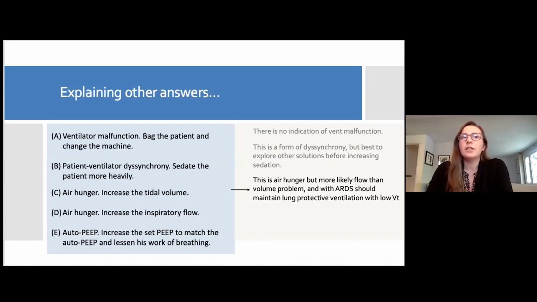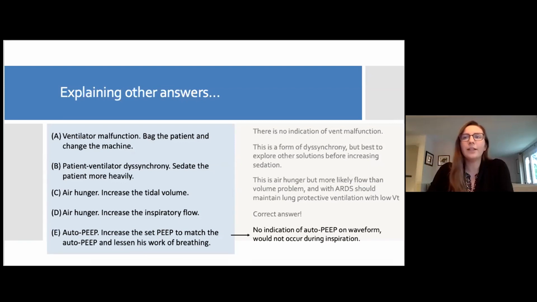For C, this is again partially correct. This is air hunger, but it's more likely a flow problem than a volume problem. And particularly in this patient who has ARDS, we should be maintaining lung protective ventilation with a low tidal volume. And so we should try all other options before we liberalize the tidal volume. D is correct. And then E, this one is about auto-PEEP. So there's no indication of auto-PEEP on the waveform that we were given. And additionally, auto-PEEP would be a process that we wouldn't see during inspiration, but rather during expiration.